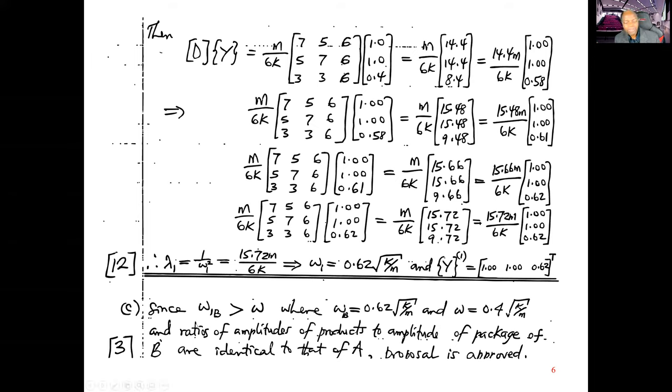For this part C, I will make a statement that since omega 1 in part B, which is 0.62 square root of K over M, is greater than omega, the excitation frequency of the external excitation, which is 0.4 square root of K over M, and the ratios of the amplitudes of products to amplitude of package of B are identical to that of A, then the proposal is approved. So this ends the solution to this first example question from a past examination paper.